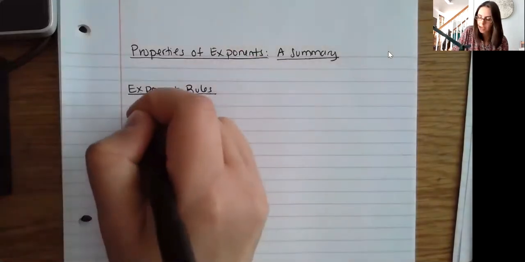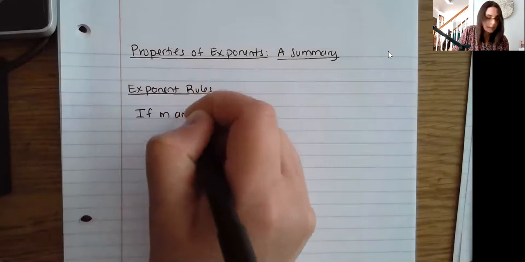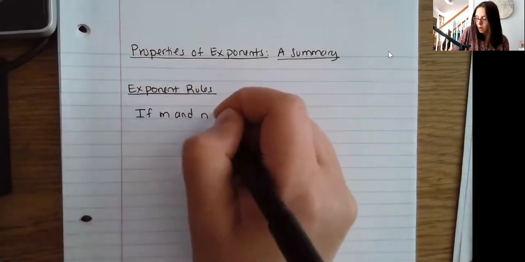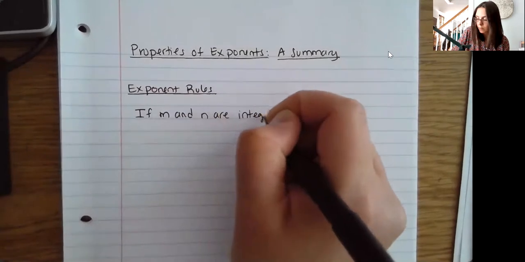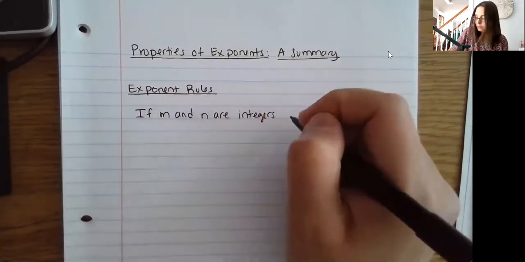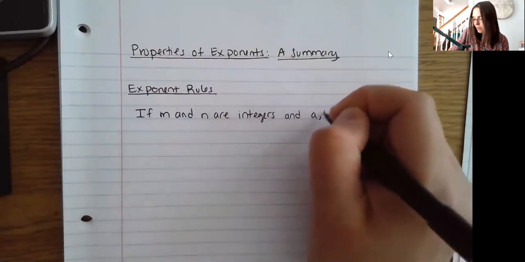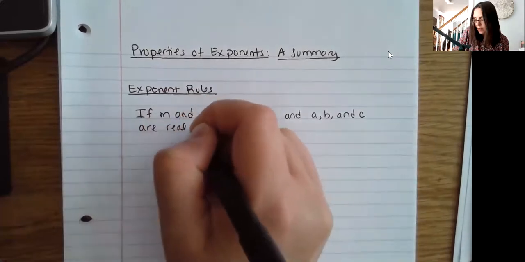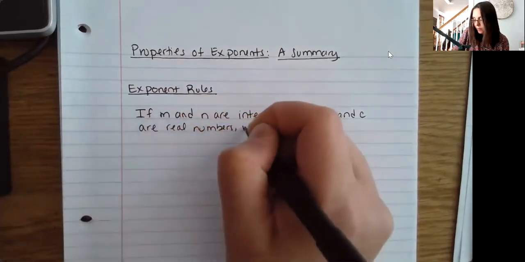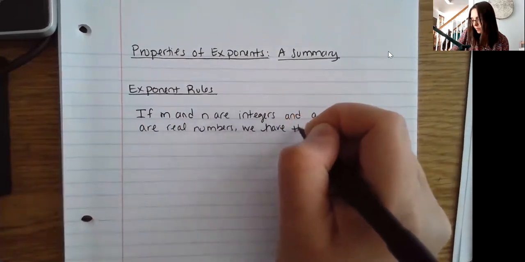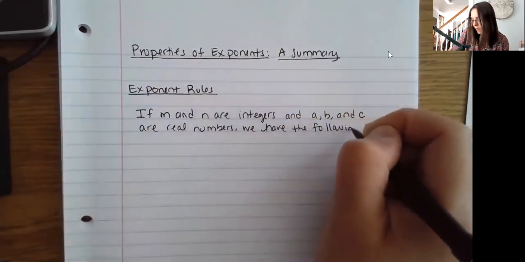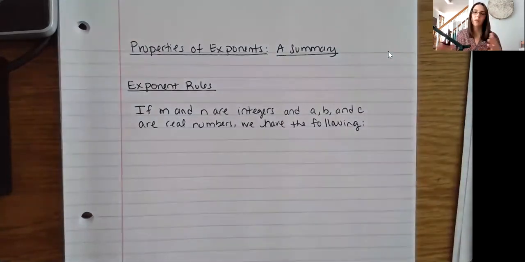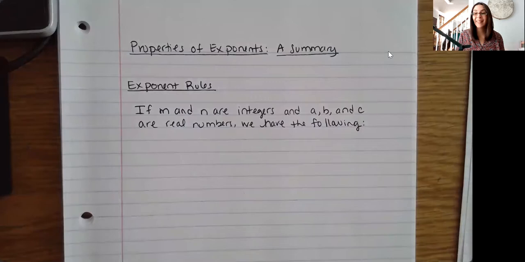So in each case, we're going to say if m and n are integers, and a, b, and c are real numbers, we have the following. Now, we're talking about m and n being integers for our exponents, but they actually don't even have to be. These rules still work with fraction exponents and decimal exponents too, which I think is pretty interesting.